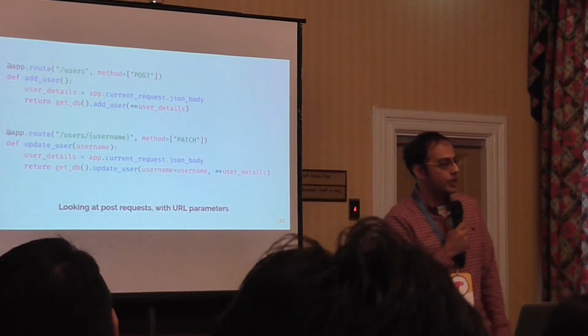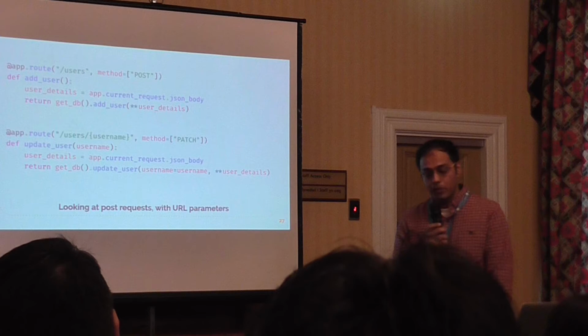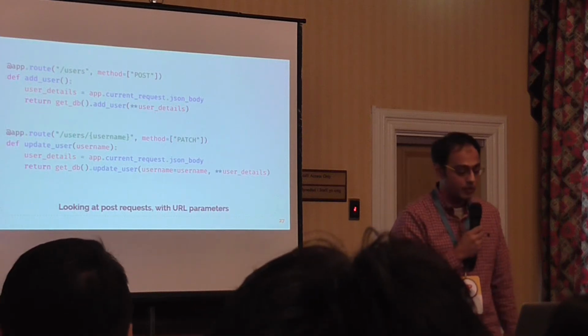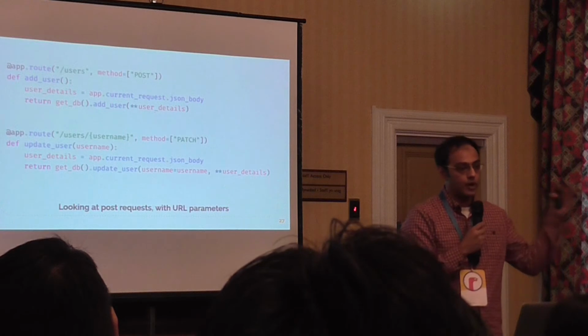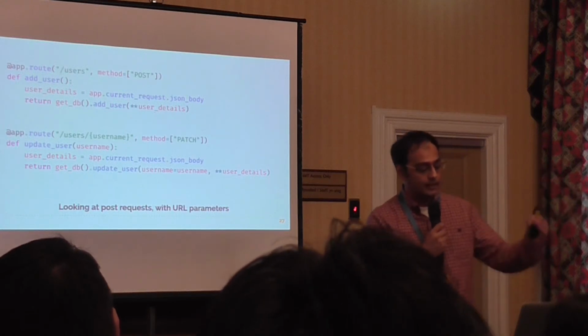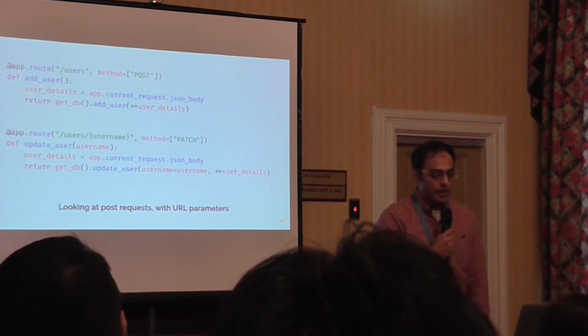Next up is we need to add users, right? So we need to create a POST method on our users route, which I've done here. I've just added the method parameter, and that's going to create a separate route for me in API Gateway, and link this second function to that route.